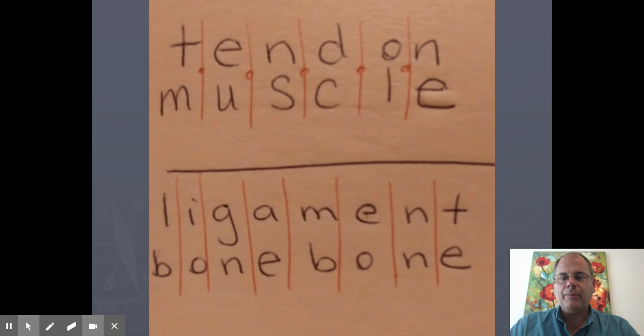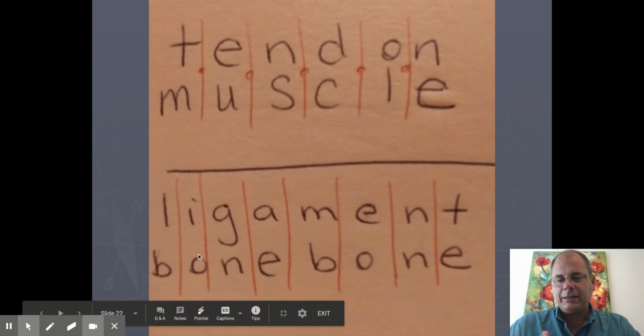This is the way I remember the difference between tendon and ligament. A tendon has 5 letters, and so does the word muscle. So a tendon connects muscle to bone. Ligament has 8 letters, and that makes me think of bone to bone. Bone has 8 letters, and that helps me remember ligament is bone to bone, tendon is muscle to bone.